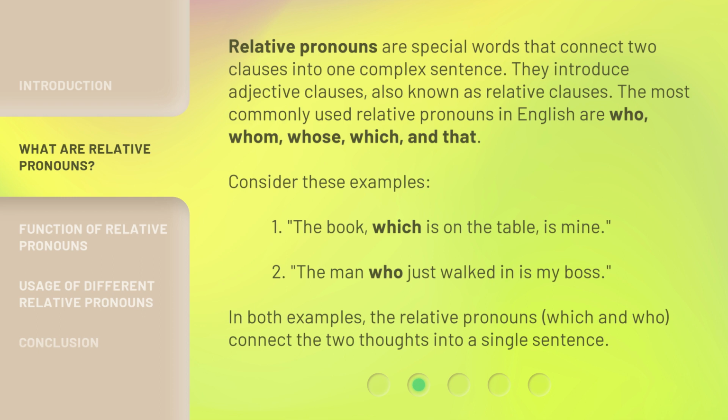Consider these examples. 1. The book, which is on the table, is mine. 2. The man who just walked in is my boss. In both examples, the relative pronouns, which and who, connect the two thoughts into a single sentence.